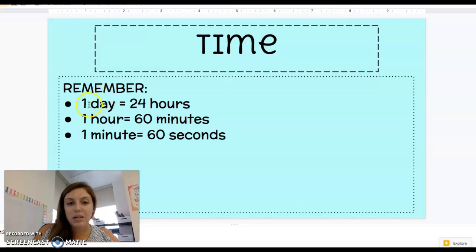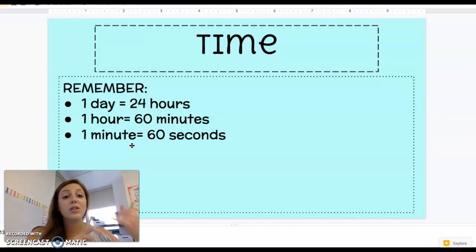I want you to remember, 1 day equals 24 hours, 1 hour equals 60 minutes, and 1 minute equals 60 seconds. Today, you are going to work on solving questions that involve time. You'll have time on a calendar questions and actual time questions using a clock. Let's get started.